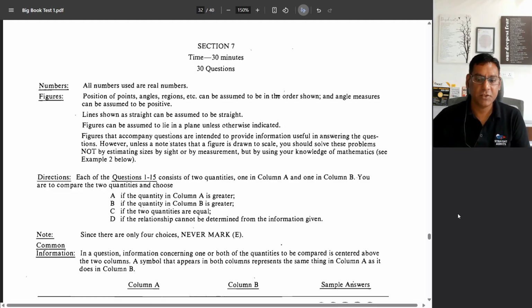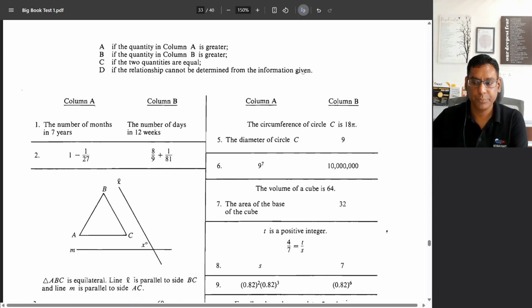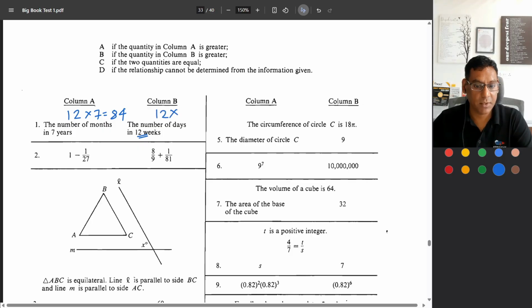So as I said, this is section 7, 30 minutes, 30 questions. Okay, quantitative comparison, column A, column B, the number of months in 7 years. So that is going to be 12 into 7. That's going to be 84. Number of days in 12 weeks, sorry, number of days in 7 weeks. That's going to be 12 into 7 again. So that's 84, right? So the answer here, same. So answer is going to be C.